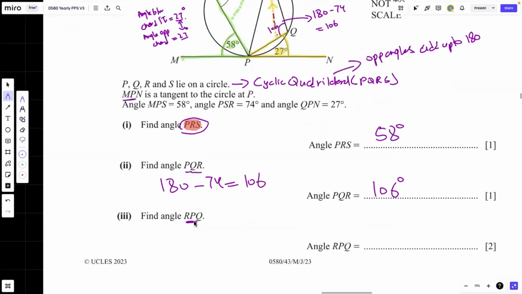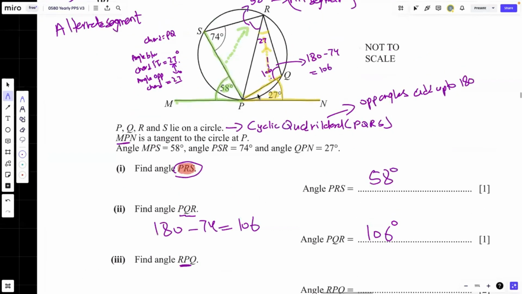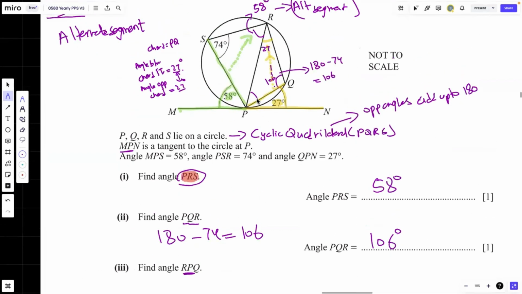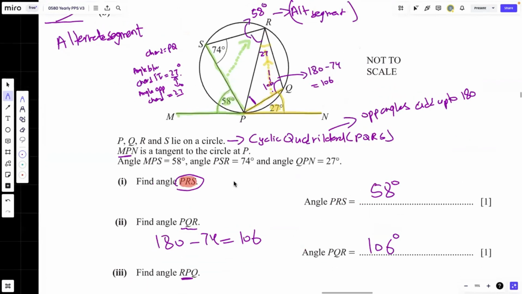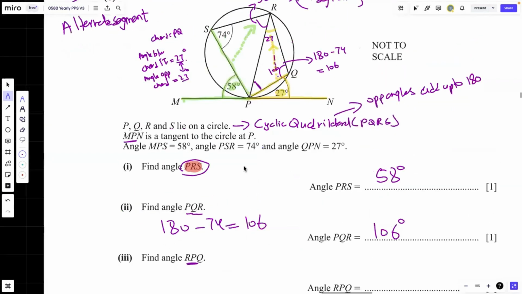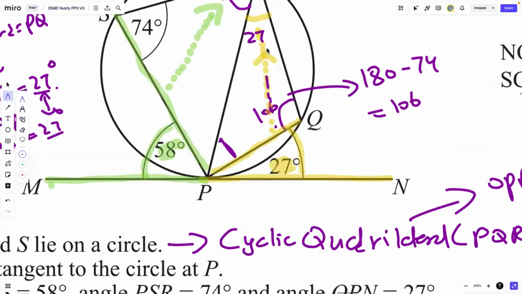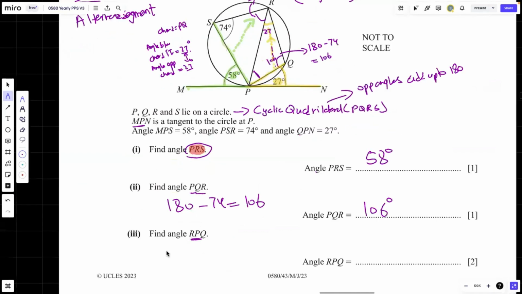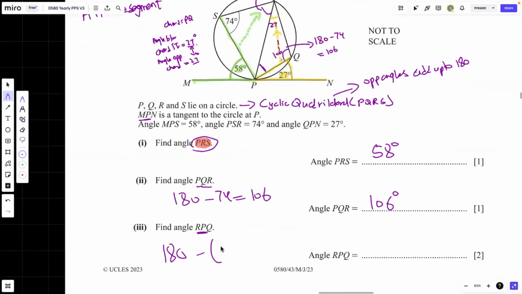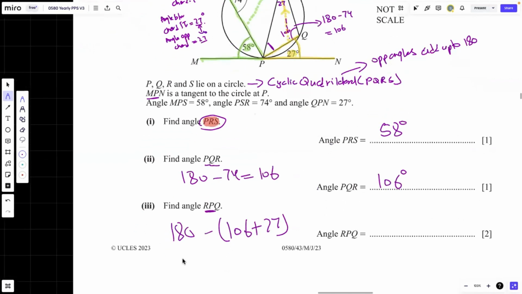The last part requires us to find our PQ. Obviously, there are more angles that I can figure out. Similarly, this angle is just a third angle in a triangle. Our PQ, is this the angle? Yeah, this is the angle that we're asking for. So we have two angles, 106 and 27. So the third angle is just going to be 180 minus the other two angles added. So that is going to be 47 degrees.